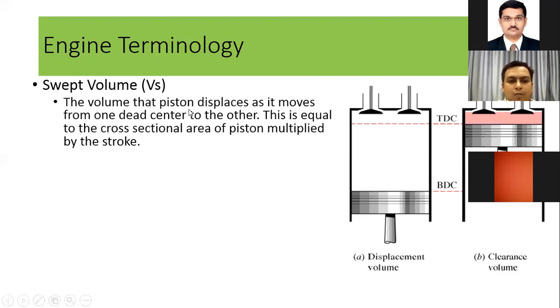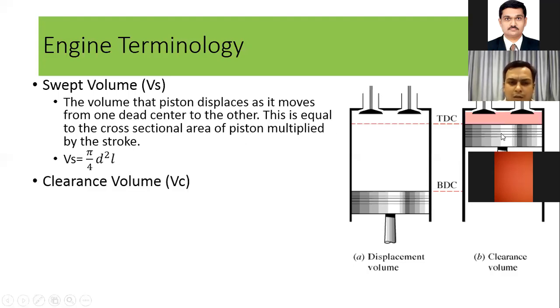The volume that the piston displaces as it moves from one dead center to the other is equal to the cross-sectional area of the piston multiplied by the stroke length. As all of you know, it is cylindrical in shape, and pi by 4 d square is the cross-sectional area of the cylinder or piston, multiplied by the length. So we get swept volume equals pi by 4 d square into L.